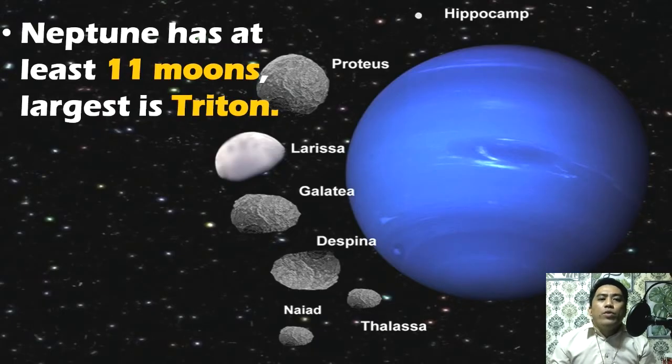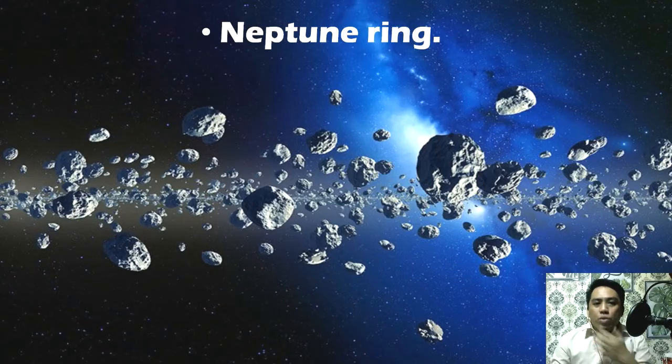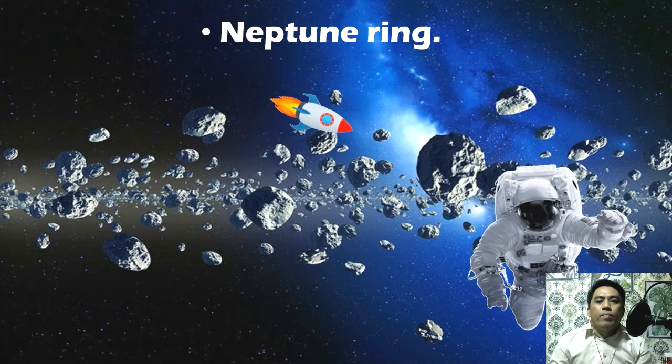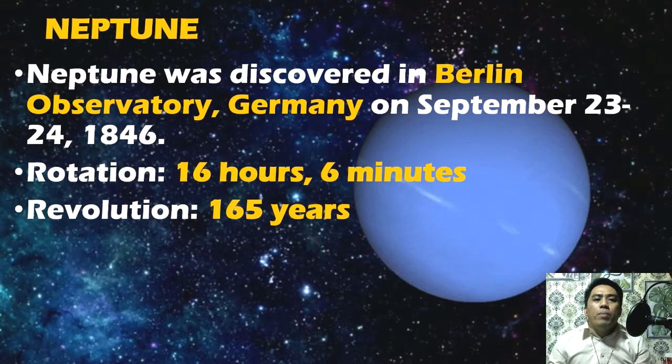So Neptune has at least 11 moons. The largest is Triton. Neptune's ring. So may ring din siya. So tandaan natin yung four outer planets ay mayroon mga rings. So Neptune was discovered in Berlin Observatory in Germany on September 23, 1846. So rotation 16 hours, 6 minutes, while the revolution is 165 years.